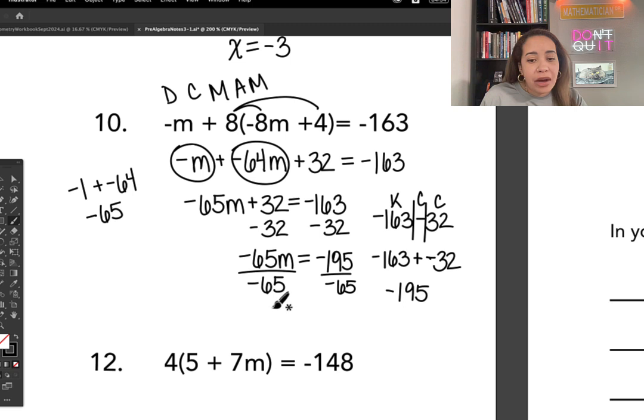Now I've got m all by itself on the left, and on the right, 195 divided by 65 gives us 3. And since they both have the same signs, it does stay positive. So m is equal to 3.